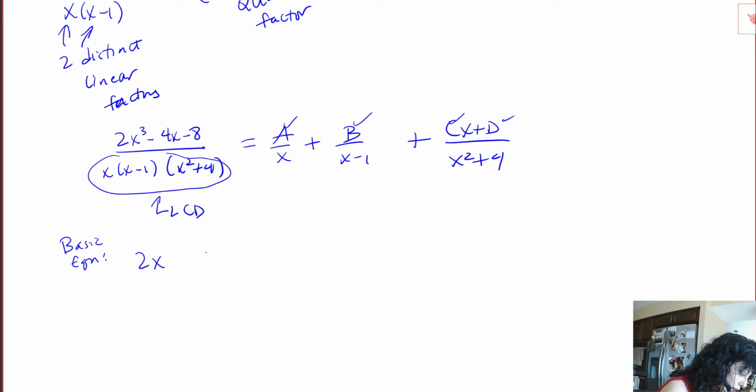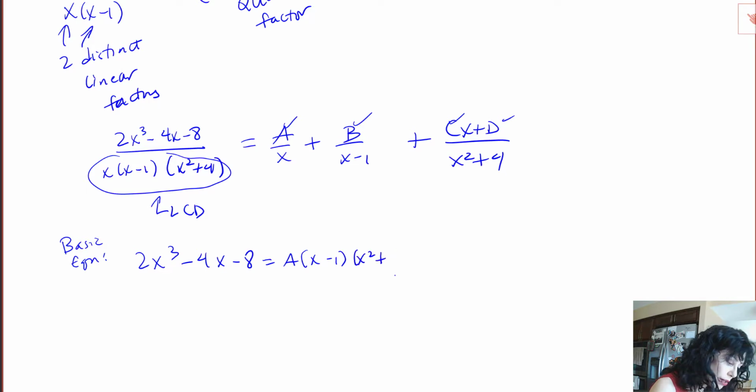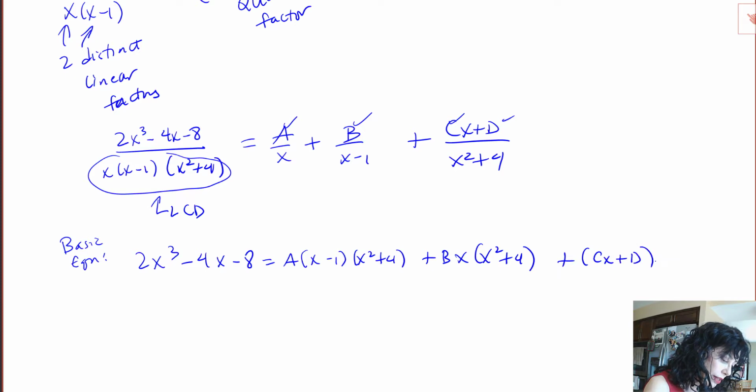2x cubed minus 4x minus 8, and that's going to equal a times the quantity x minus 1 times the quantity x squared plus 4 plus b times x squared plus 4 plus the quantity cx plus d times x minus 1. There's the basic equation.